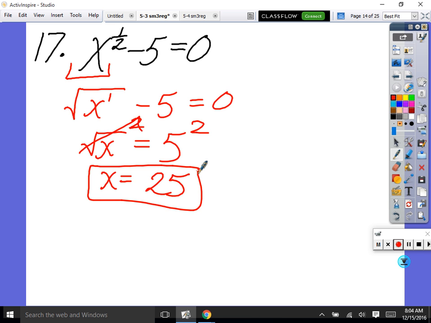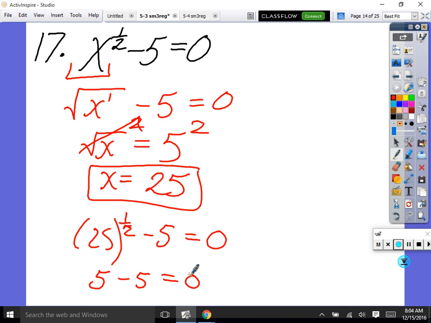So now we would check it. We would say 25 to the 1/2 power minus 5 equals 0. So that's 5 minus 5 equals 0, and that is a true statement. So it's not extraneous.